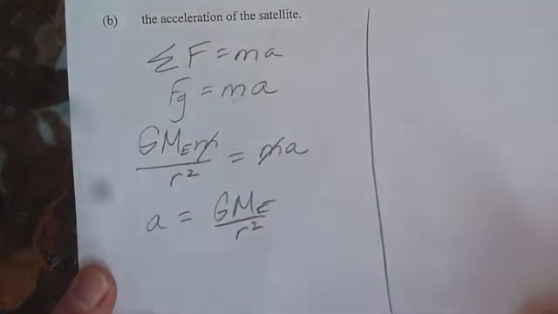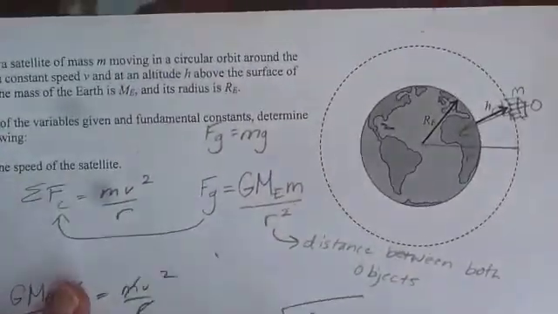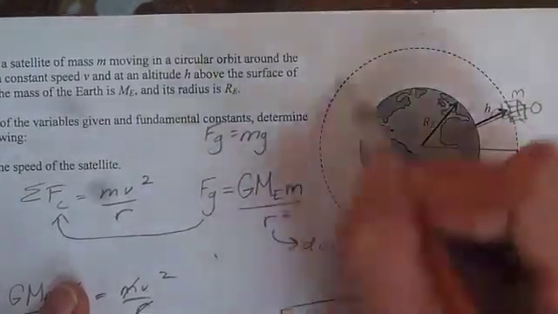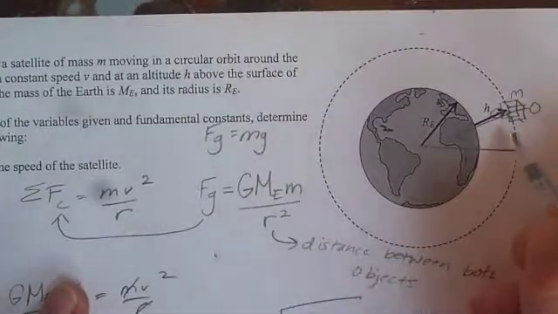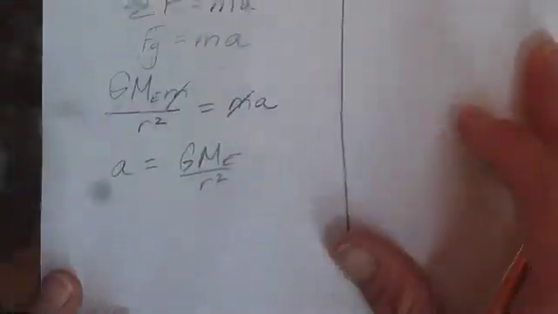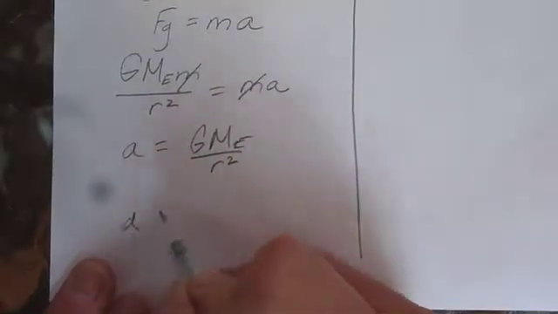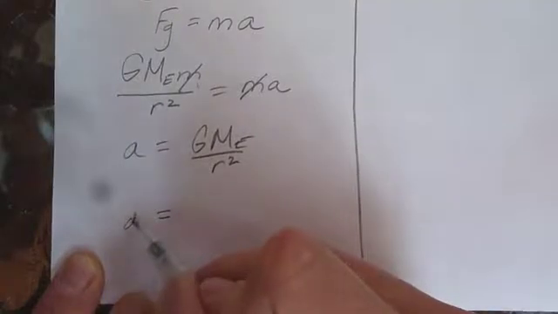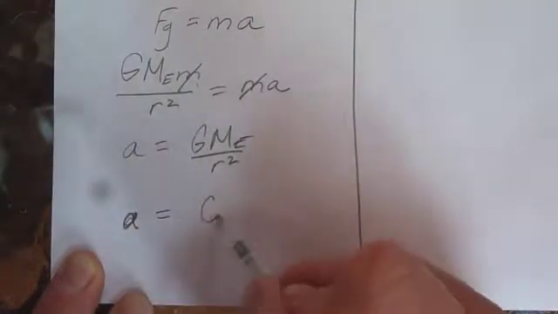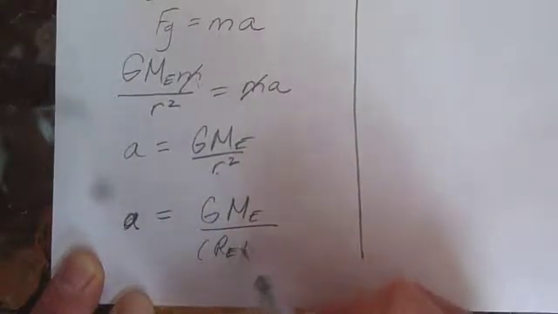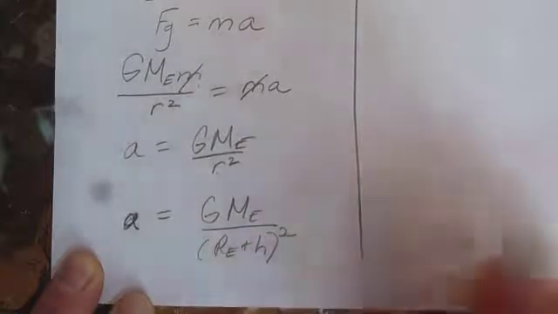Now again, you are not given r. R is the distance from the center of Earth to where the satellite is. It's the radius of the circular path. But you were given this distance and this distance. So you can go ahead and plug those in, and you're left with the acceleration. That doesn't look like an a. Let me fix that. The acceleration equals big G times the mass of the Earth over this value r, so that's going to be the radius of the Earth plus h quantity squared.